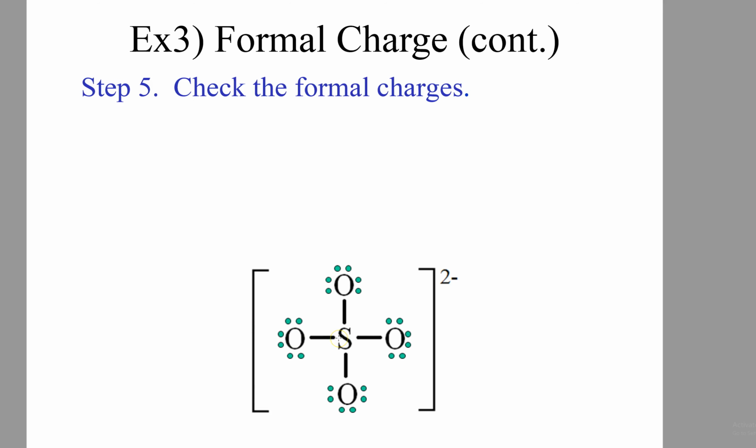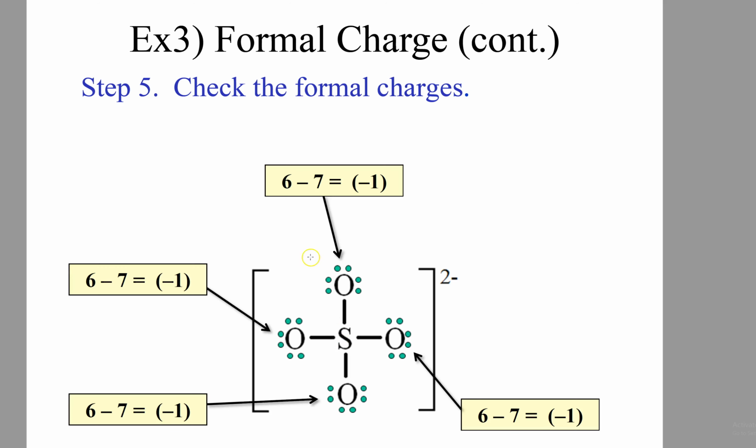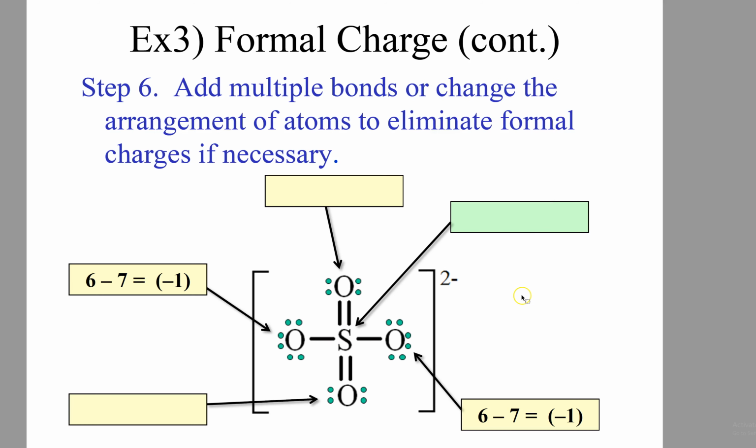And then we have to check the formal charges. So if we want to check the formal charges right now, let's go ahead and do that. So oxygen here has 6 minus 7 because it has 2, 4, 6 electrons coming in, and 7. That's -1, -1, -1. So they're all negatives with a 2- charge across. The sulfur in the middle has 6 minus the 4. 1, 2, 3, 4 has a positive 2 formal charge.